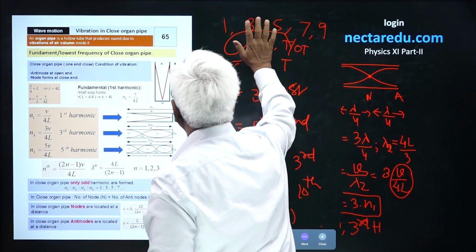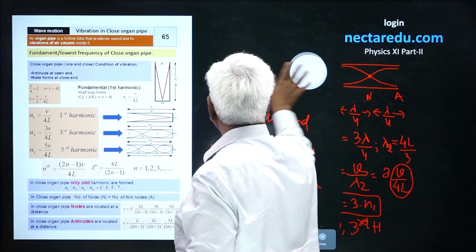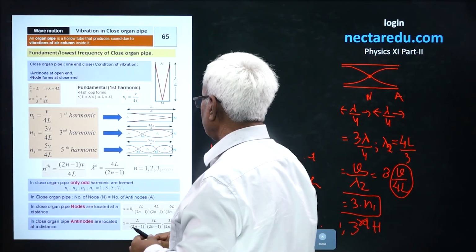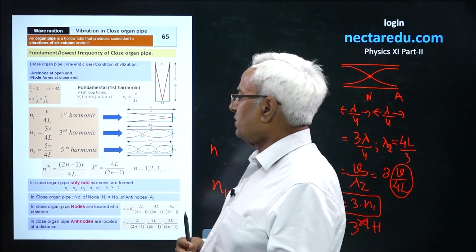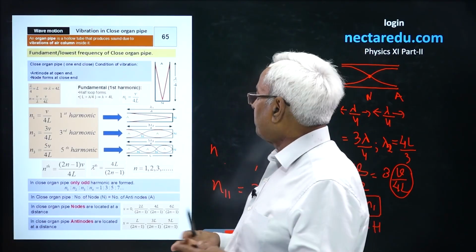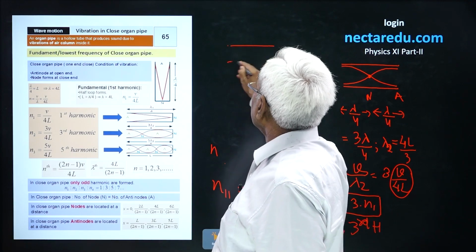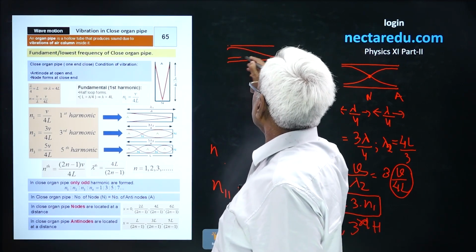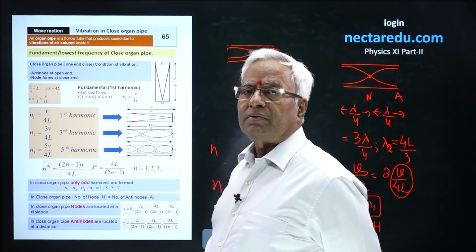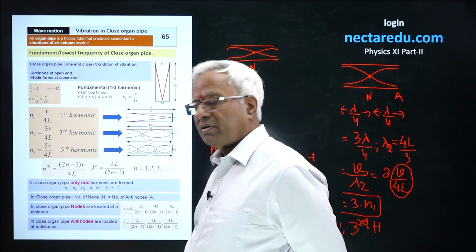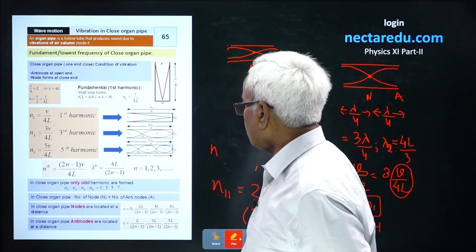And some more things are interesting and worth remembering: here node and antinode are always equal in number, whereas in the case of open organ pipe we notice that the number of antinodes is always greater and the number of nodes is less. The number of nodes there could tell you the number of the harmonic, but here it is not the case.